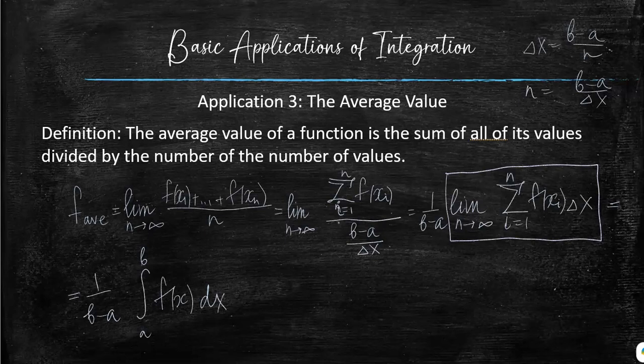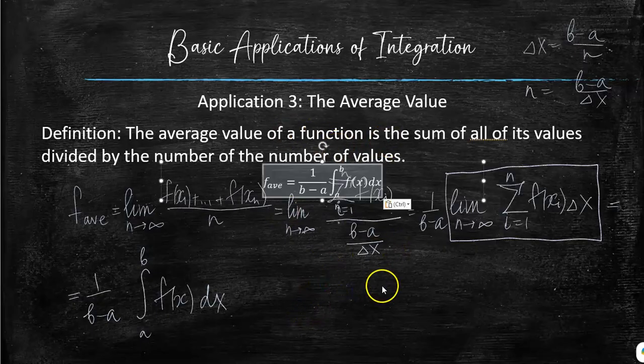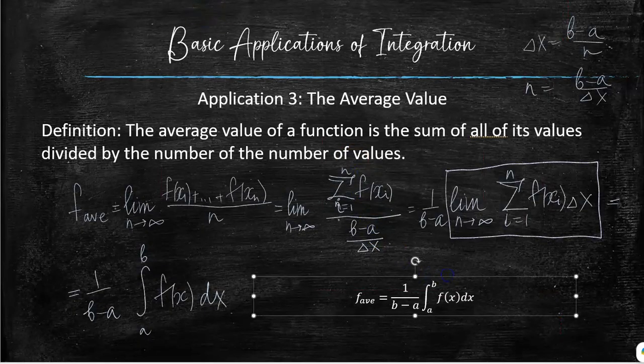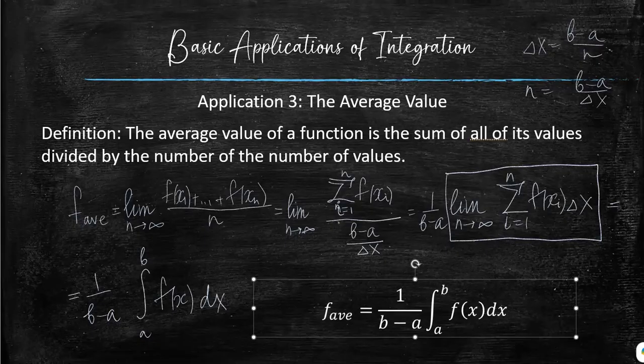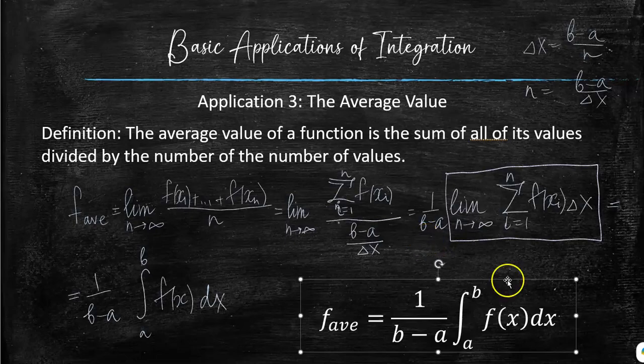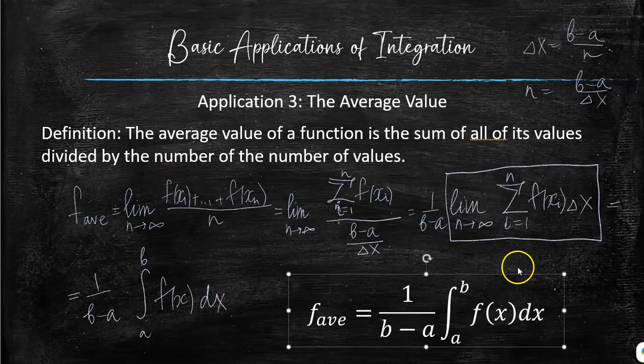So the average value of a function can be found using this formula right here. This is the formula that one can memorize, but now that I showed you where the formula comes from, hopefully it will make it easy to remember. We simply take the integral and divide it by the length of the interval.